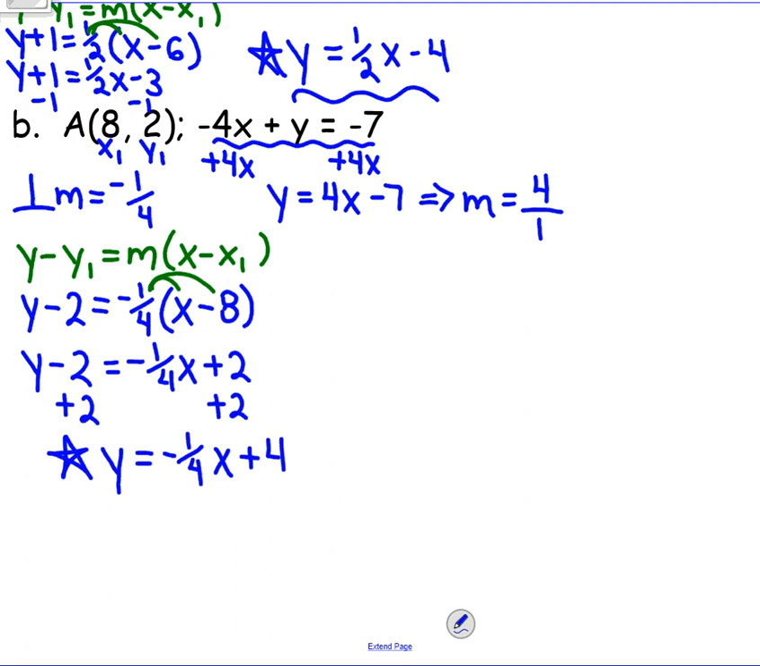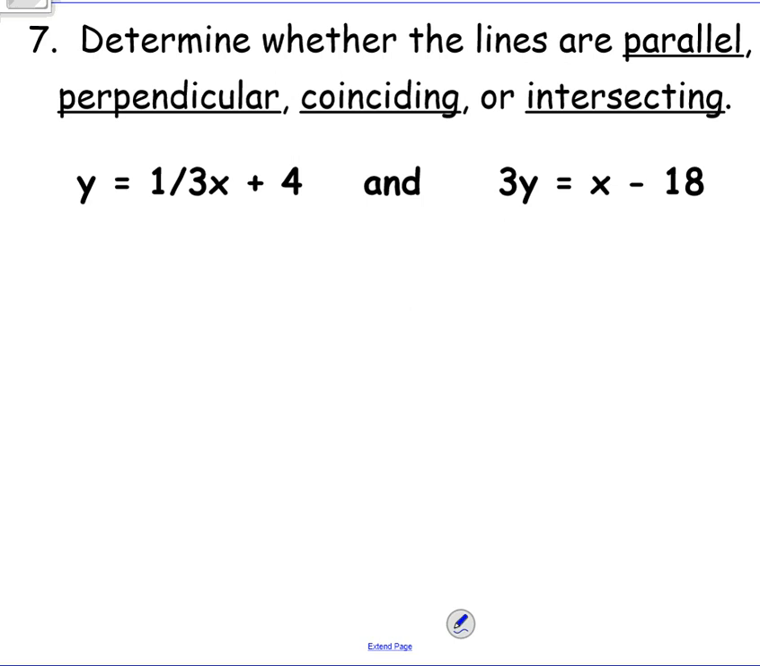Okay, that's a lot of writing equations. Now let's see if we can tackle some problems that don't take quite as much thinking. So question number 7. Determine whether the lines are parallel, perpendicular, coinciding, or intersecting.